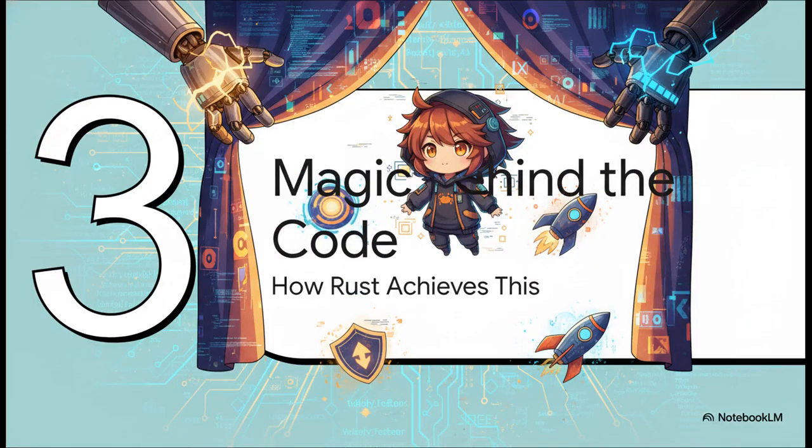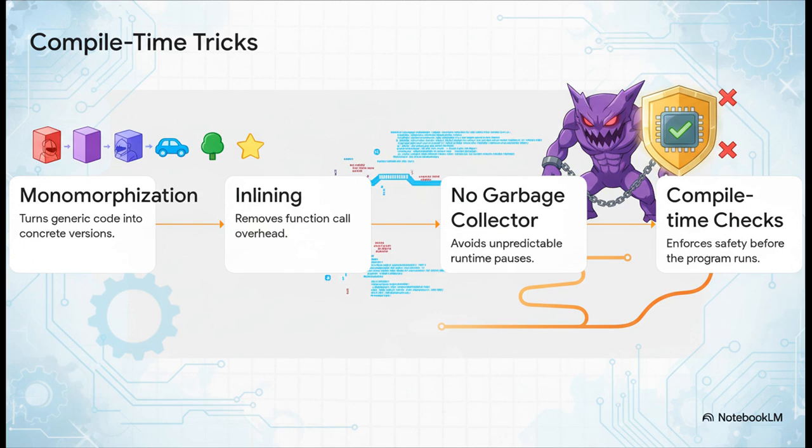So how on earth is this even possible? I mean, it feels like it breaks all the rules, but it's not magic. It's a series of incredibly clever engineering decisions that happen inside the Rust compiler. So let's peek behind the curtain a little bit. Rust uses a few key tricks at compile time, and that's the important part, at compile time, not at runtime. First up is monomorphization, which basically turns generic code into specific concrete versions. Then you've got inlining, where the compiler just copy-pastes small function calls to get rid of overhead.